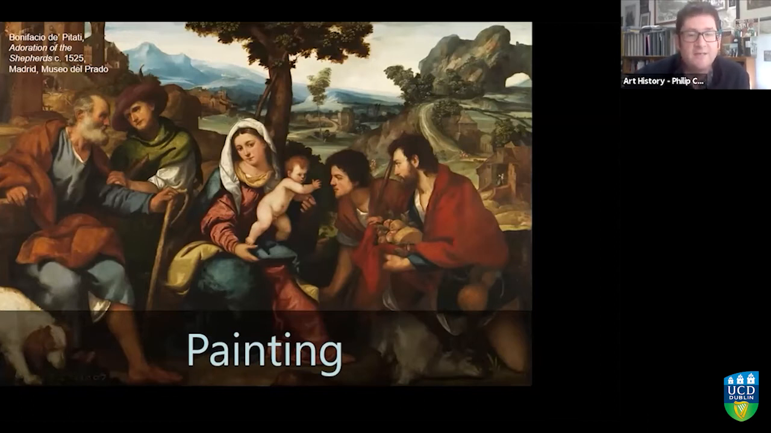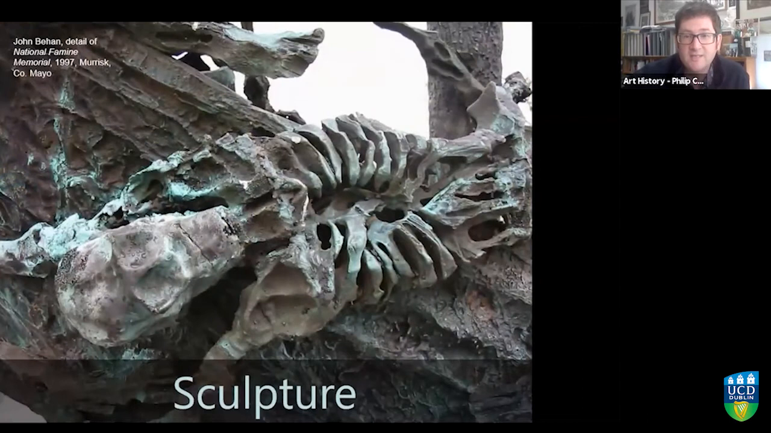Here's a very lovely 16th century Venetian painting by Bonifacio de Pitati. But we also look at sculpture, of course. We look at what we call the plastic arts. That's art in three dimensions. And of course, sculpture is not always inside a museum and a gallery. So the study of sculpture also takes us outside the classroom.